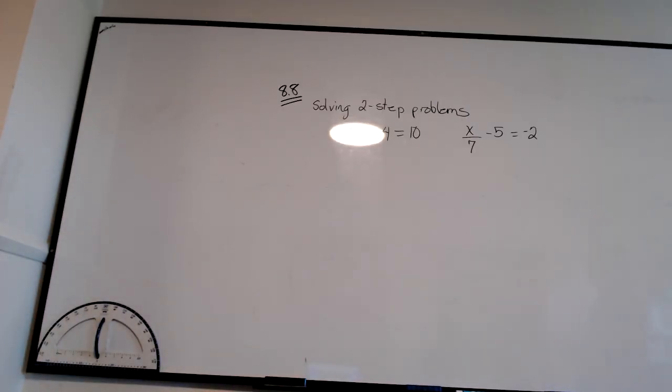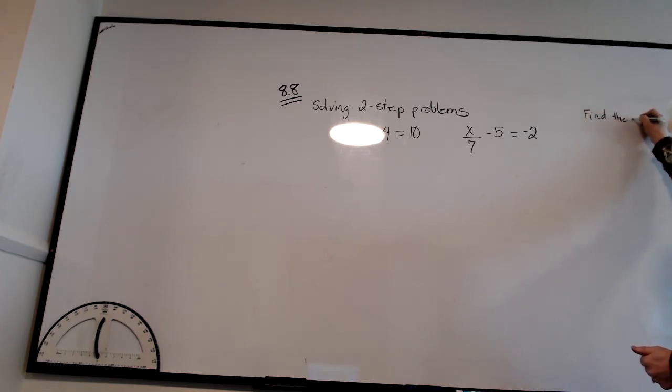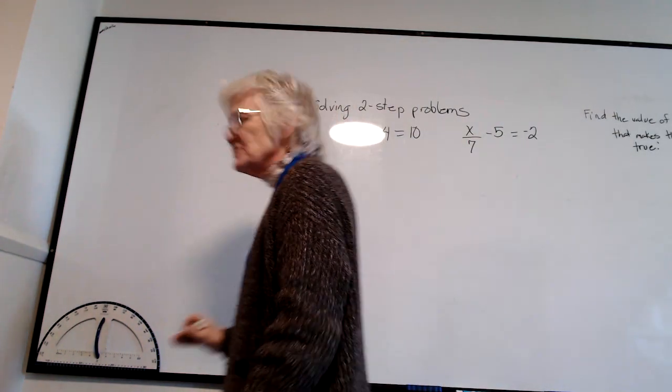Again, remember what our goal is. When we're solving equations, we want to find the value of x that makes the equation true. That's what we're actually doing. We're trying to find what x would have to be so that this is a true statement.